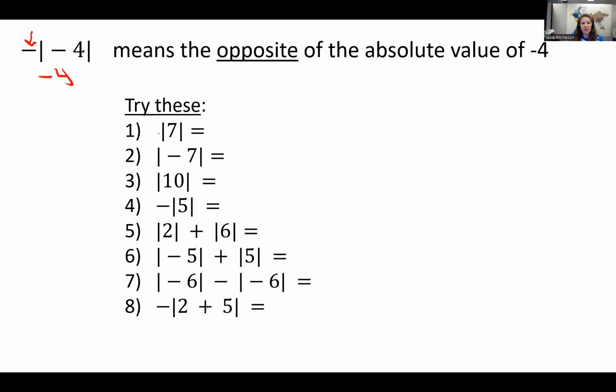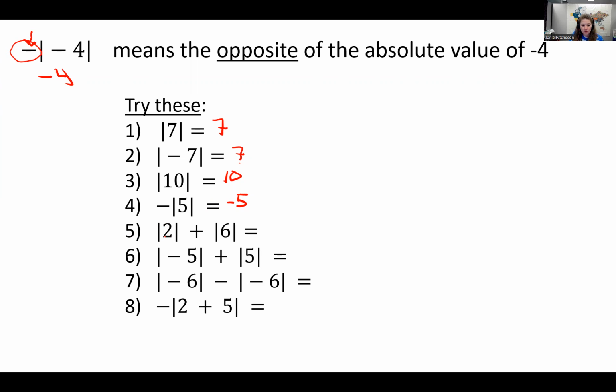What does number 1 say? It says, what is the absolute value of 7? The answer is 7. What is the absolute value of -7? Well, the negative sign is inside the absolute value marks, so the answer is +7, because -7 is 7 spaces from 0. What is the absolute value of 10? The answer is 10. Number 4, what is the opposite of the absolute value of 5? Well, the absolute value of 5 is 5, and the opposite of that is -5. Once again, our answer is negative when we have this negative sign outside the absolute value signs.